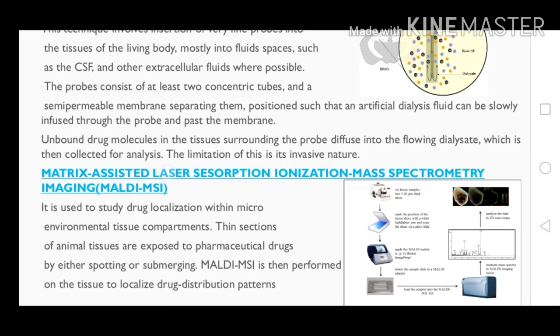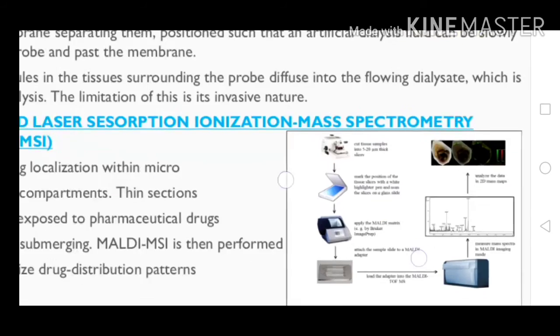The next is MALDI-MSI. It is used to study drug localization within microenvironmental tissue compartments. Thin sections of animal tissues are exposed to pharmaceutical drugs, either by spotting or by submerging. Then this mass spectrometry imaging method is carried out on the tissue, so you can localize the drug distribution pattern.